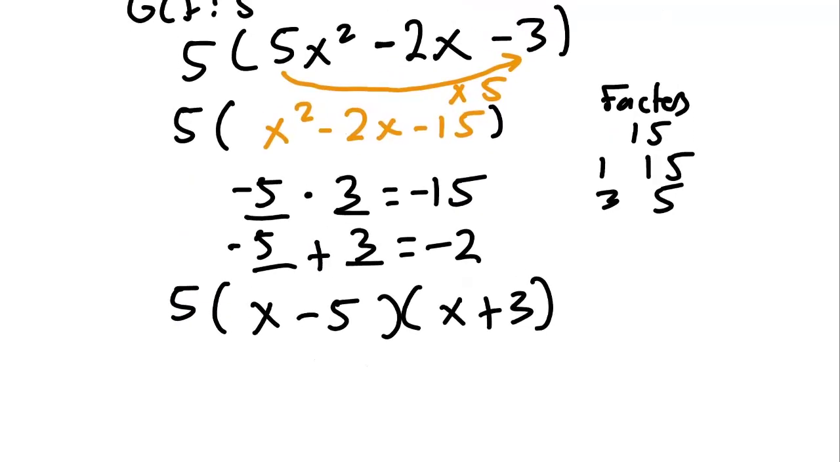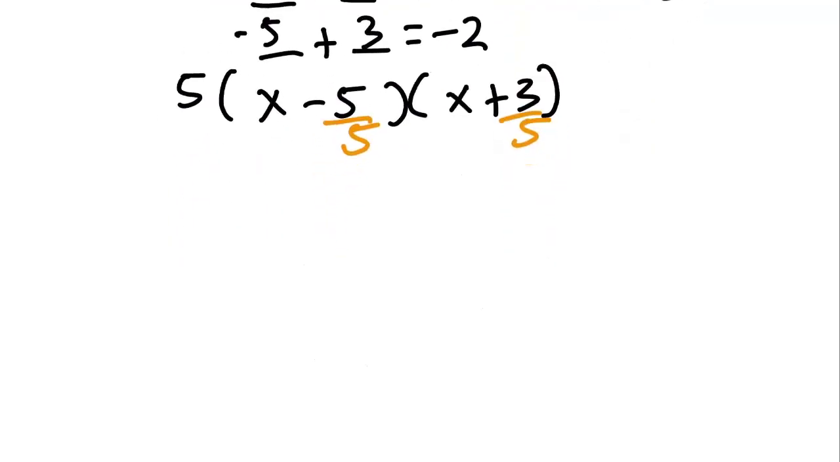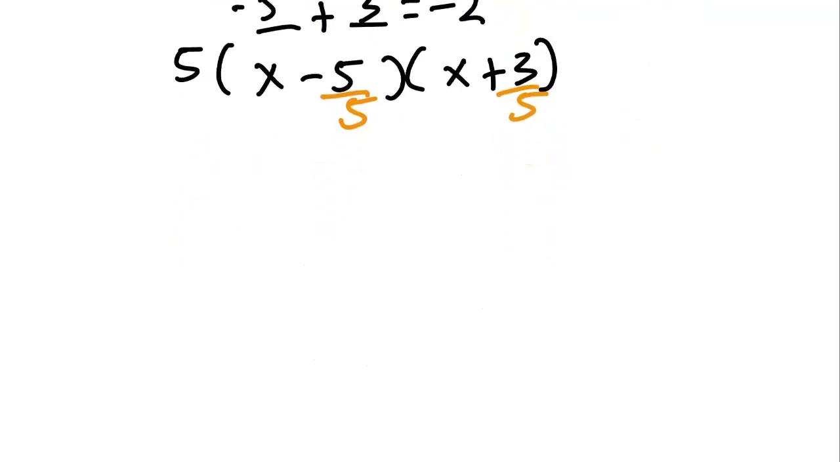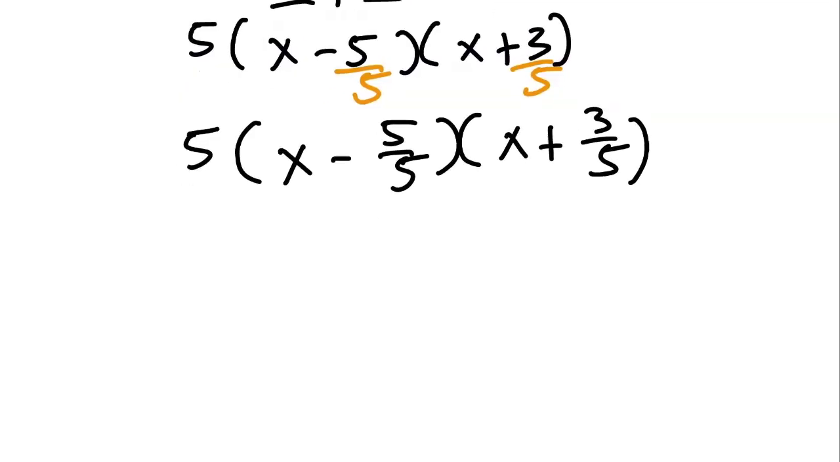Now, the number that we multiplied in the very beginning, we multiplied the last term by 5. We're going to take each of the terms that we found and divide them by 5. So x minus 5 over 5, x plus 3 over 5.